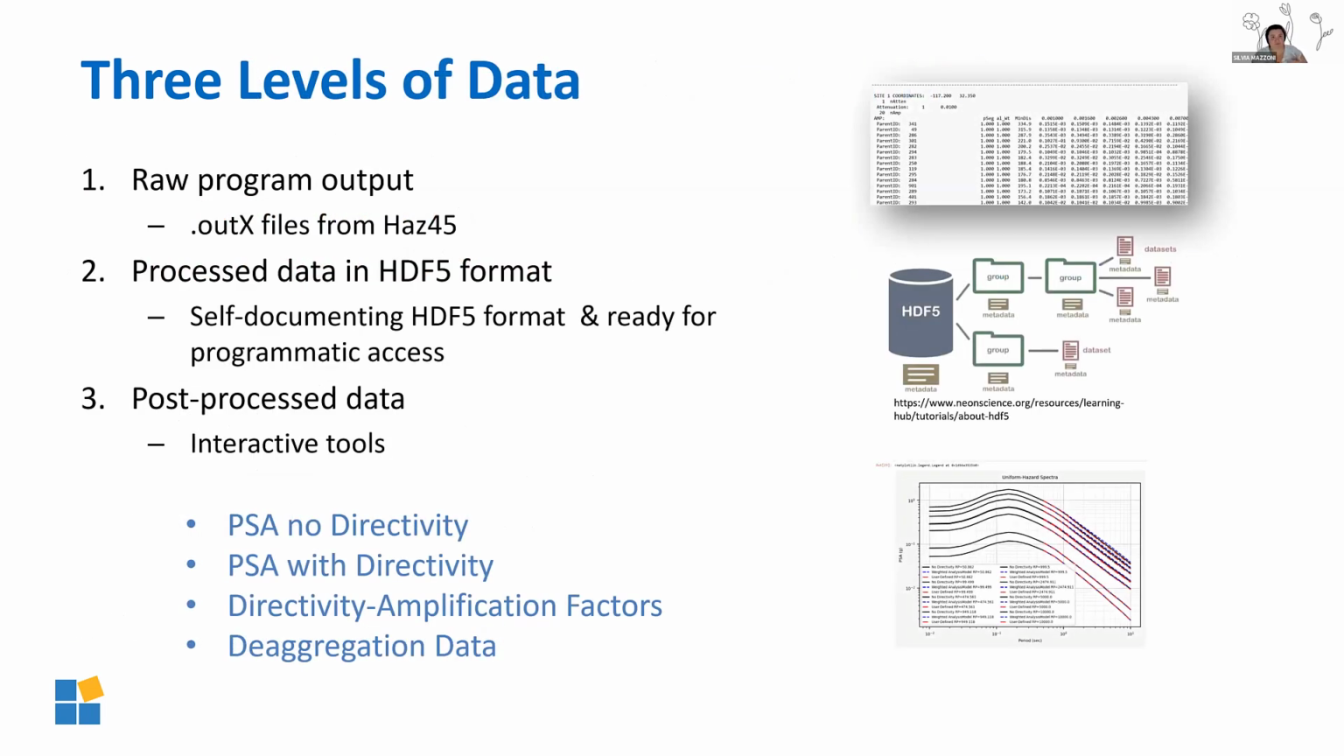So there were pretty much three levels of data that I was working with. The very first level is the raw output that comes from HAZ45. I don't know if you have seen this type of data, but it's wonderful. You see a screenshot here at the top. You open up a file, you can actually visualize it, and things are lined up perfectly. But it's really hard to automate the processing and the management of this data for all these sites.